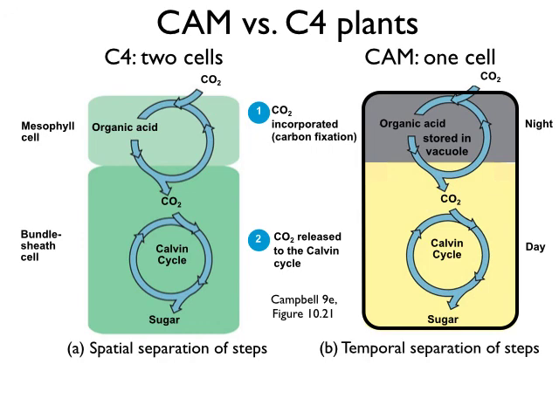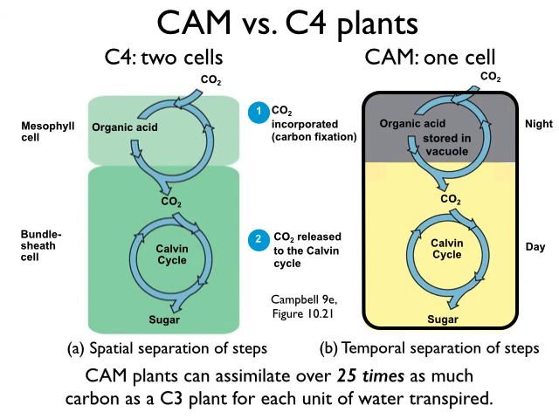So CAM plants, it turns out, are very, very efficient at carbon assimilation. If you compare CAM plants to those that do normal C3 photosynthesis, CAM plants can assimilate over 25 times as much carbon as a C3 plant for every unit of water transpired. So they're very efficient. And we can see that these modifications to the basic Calvin cycle and carbon fixation that occurs during that cycle allow all of this to be possible.